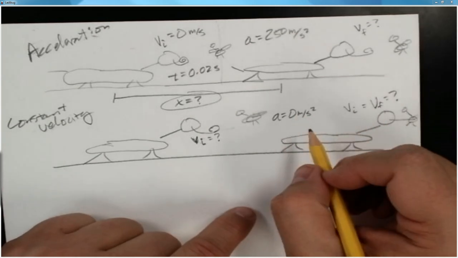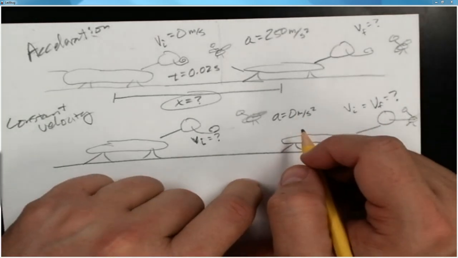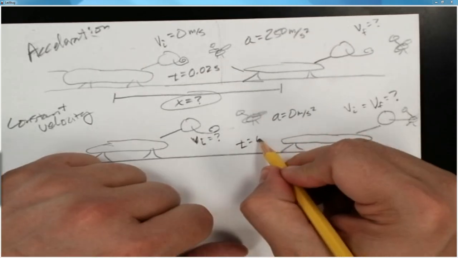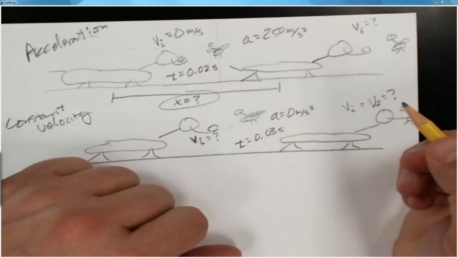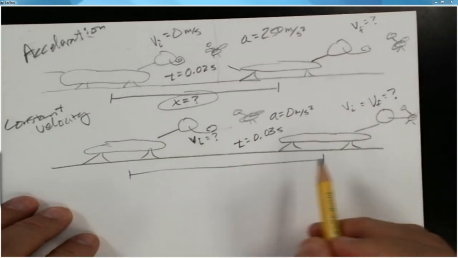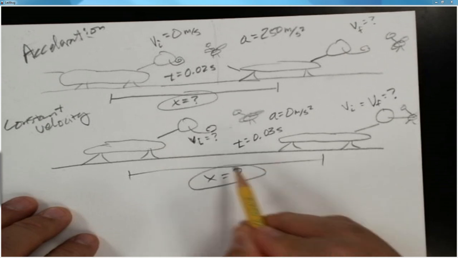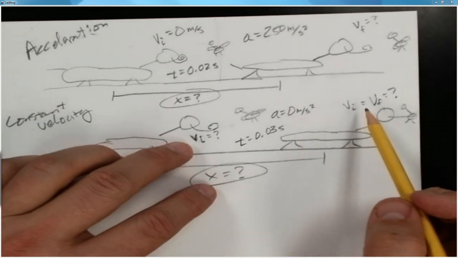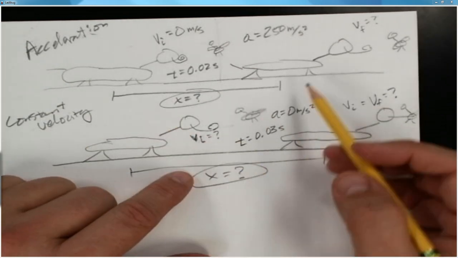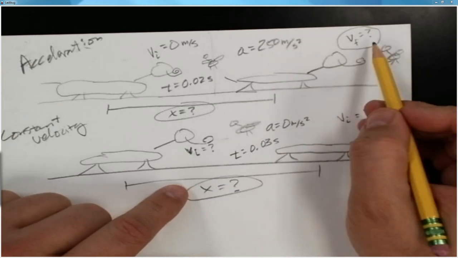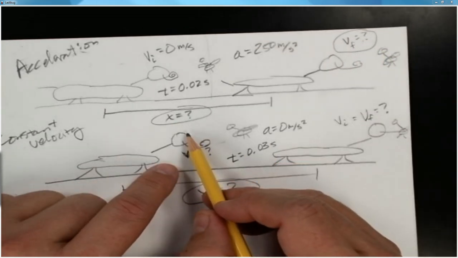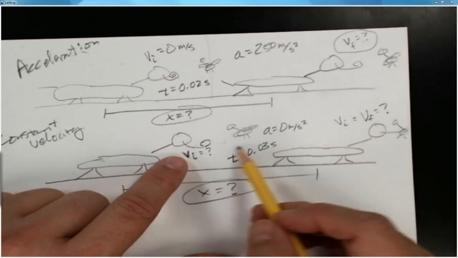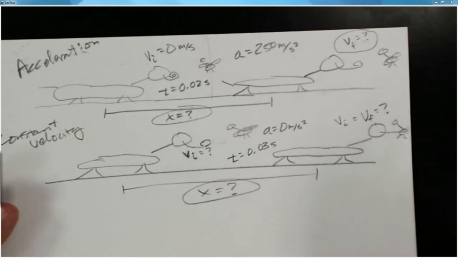You see I'm inferring that. And the time is 30 milliseconds, so the time is 0.03 seconds. And I also don't know the distance. So I need to know the distance here. I have too many unknown variables here. I am going to need to figure out this velocity here as well. So I need to figure this out so I can figure this out, which will give me this. That's my game plan.